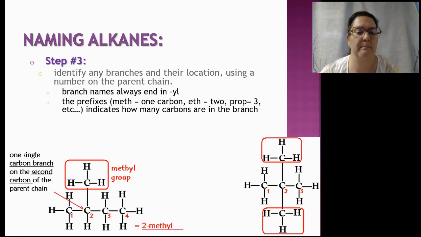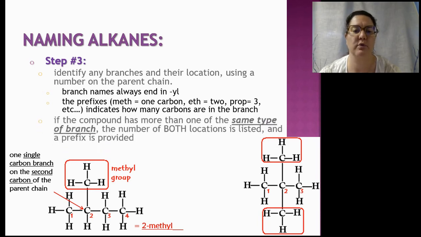So on the butane, we have 1 single carbon branch on the second carbon of the parent chain. So we're going to go 2-methyl. Meth identifying that there's 1 carbon on the branch, 2 identifying the location, and -yl indicating that it's not part of the parent chain.